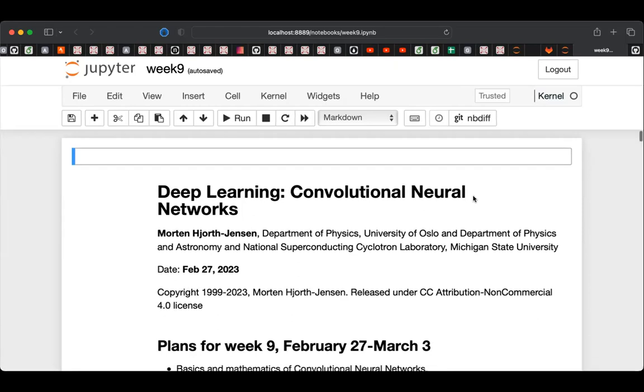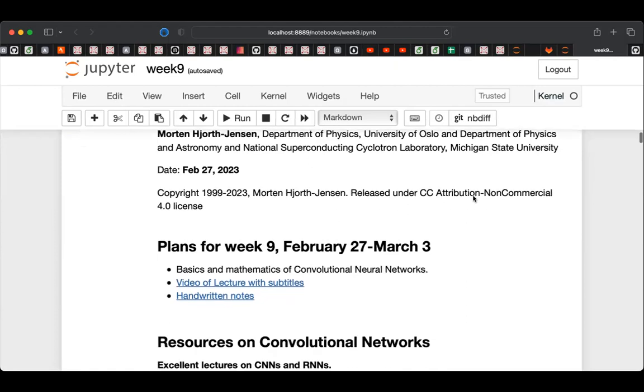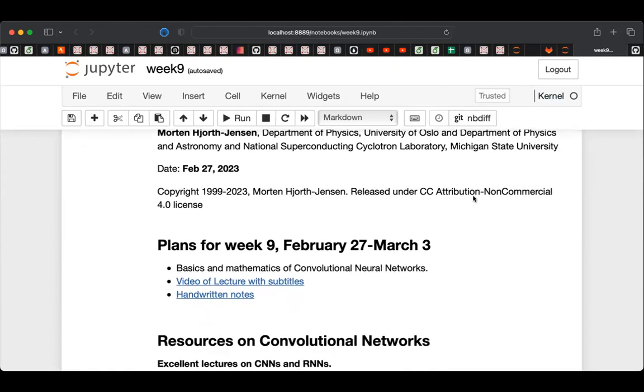So the topic this week is to continue our discussion about the basics and mathematics of convolutional neural networks, so that you see how you can eventually build a code for neural networks. However, this becomes quickly involved, and we normally don't recommend building your own code.